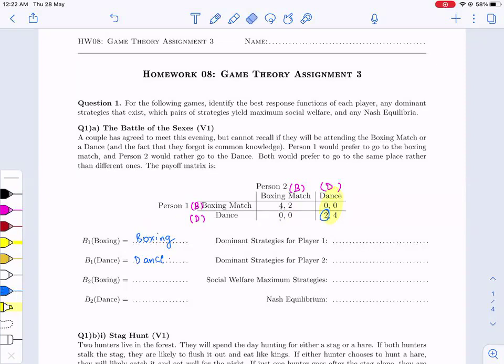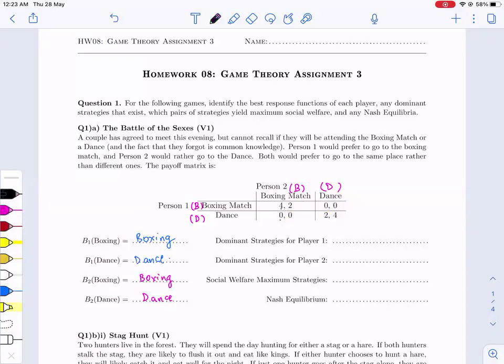You would see that this situation is symmetric. So you'd again see that the best response for person 2, when person 1 decides to go to the boxing match, is again the boxing match. And then same for dance.